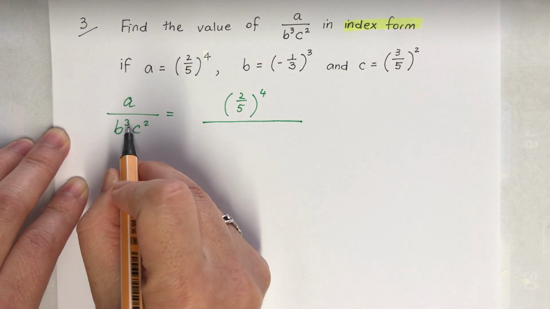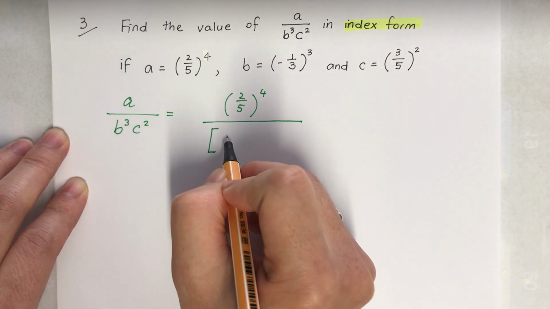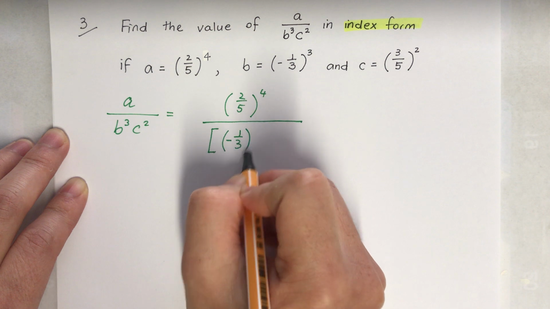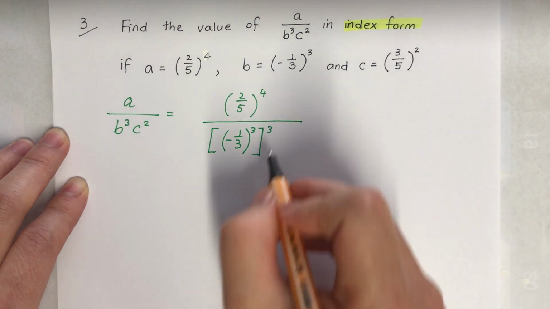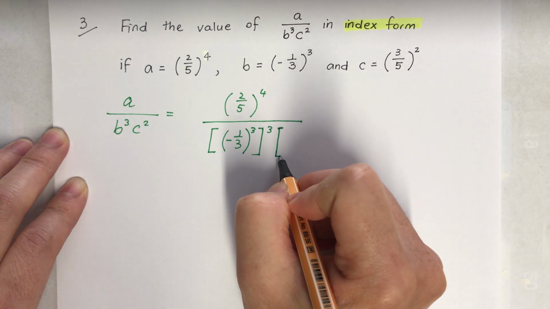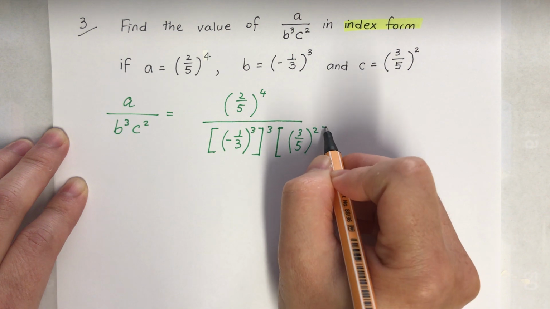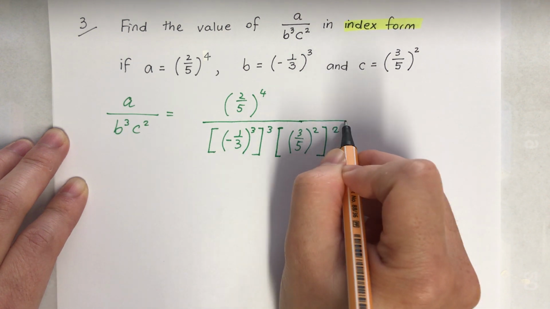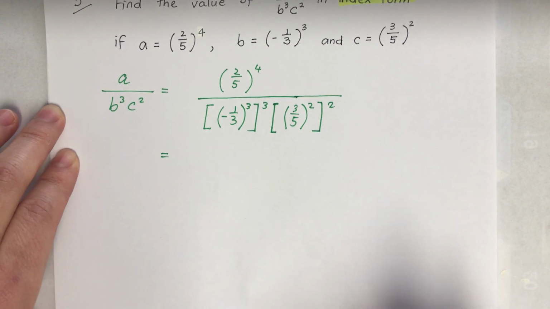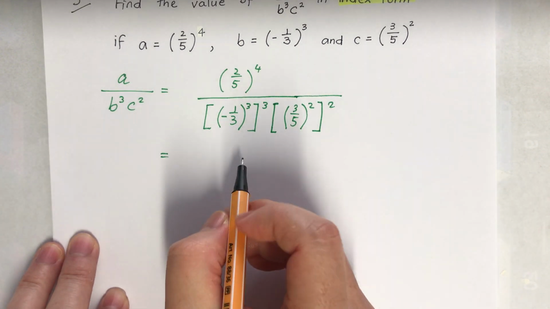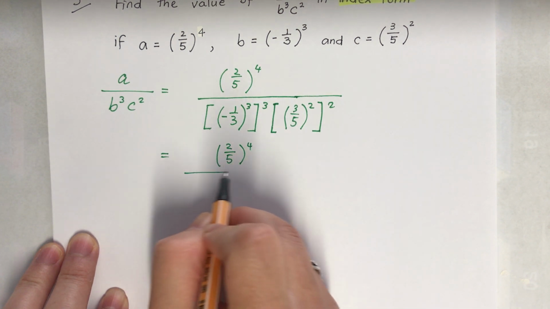b cubed, that's just the b. So what I'm going to do here is like that. Okay, and then I'm going to do the same thing with the c. That's a c, but it has to be squared. Okay, now it looks a little bit messy, but it's not too bad. Let's simplify it, sort of tidy it up a little bit.